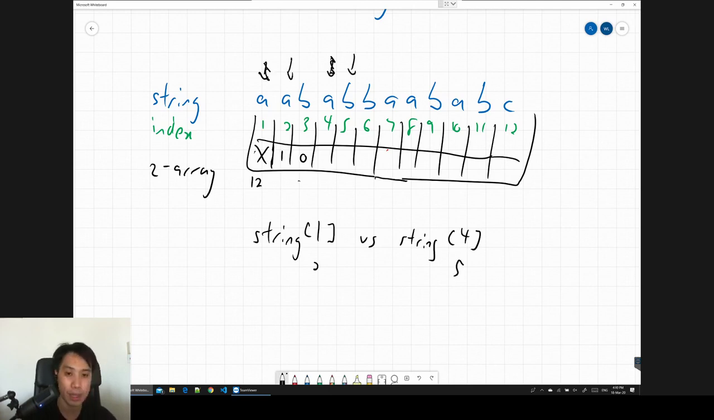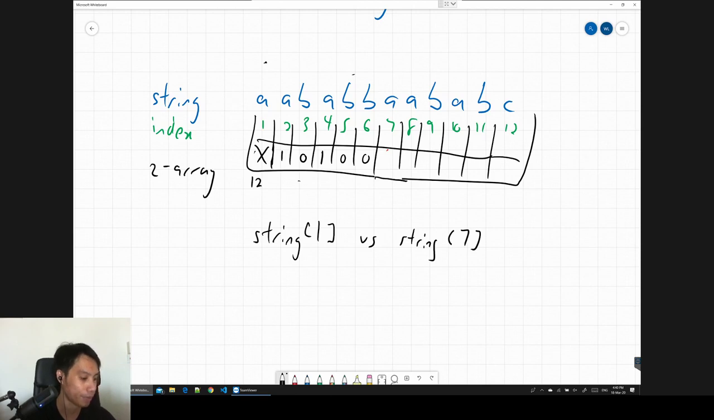A and B, is it the same? No, means only one letter which is the same. Right? Then I'm going to fill up the next position again. Here it's going to be 5. Right? A versus B is not the same. Move over to 6. A versus B is not the same.